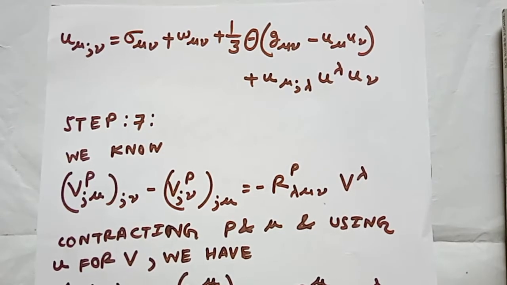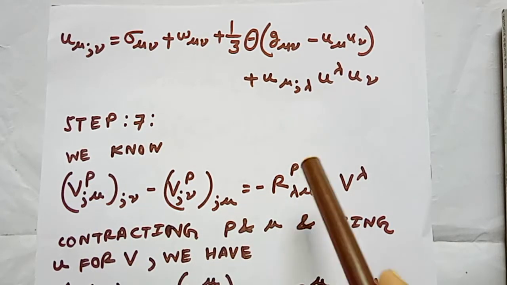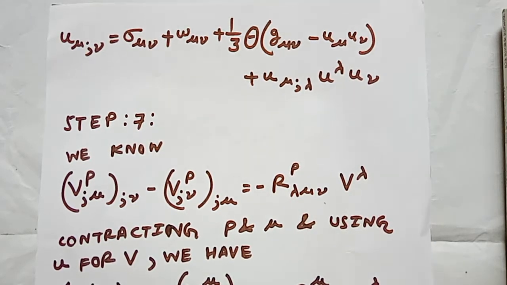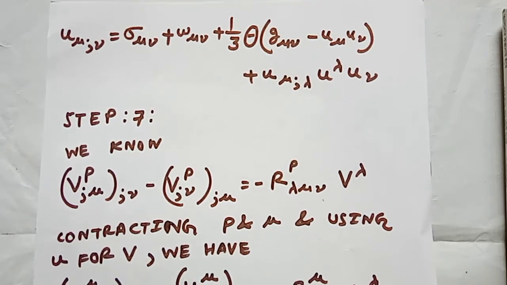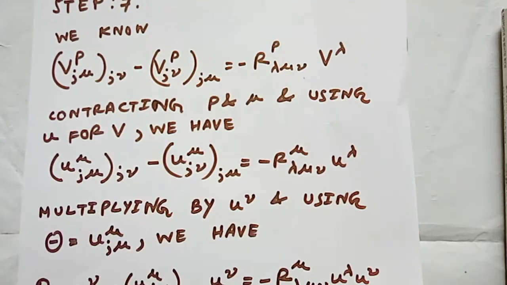Step 7, we derived that in an earlier lecture video. We know v rho mu nu, v rho nu mu, minus half rho lambda mu nu u v lambda. Constructing p and mu using u for v, we have u mu mu nu, u mu nu mu, minus r mu lambda nu nu lambda, multiplying by u nu using capital theta u mu mu. We have theta equal to u mu, we have theta equal to u nu nu minus u mu nu nu u nu, minus r mu nu lambda mu nu u lambda u nu.